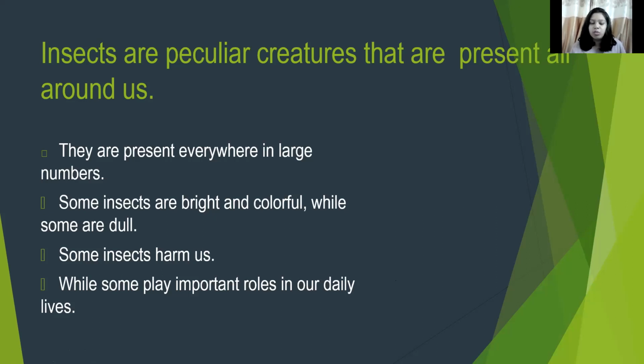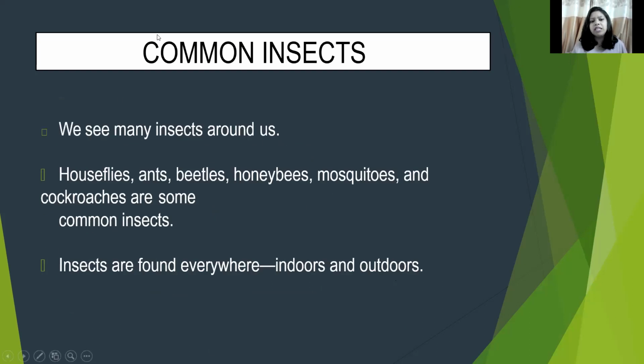Now we're going to move on to common insects. What are common insects? Insects that we see around us, almost every day. For example, housefly, ants, beetles, honeybees, mosquitoes, and cockroaches are some common insects. You all know that we see all of these every day. Insects are found everywhere, both indoors and outdoors.